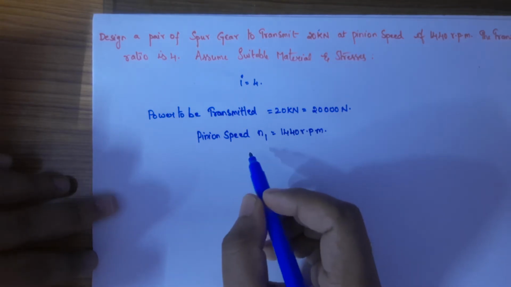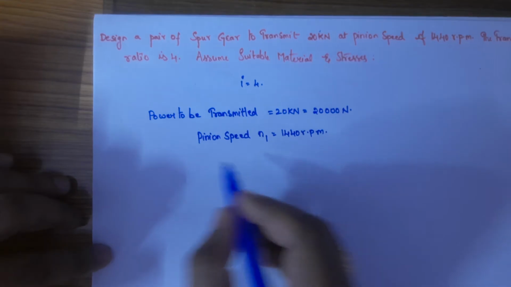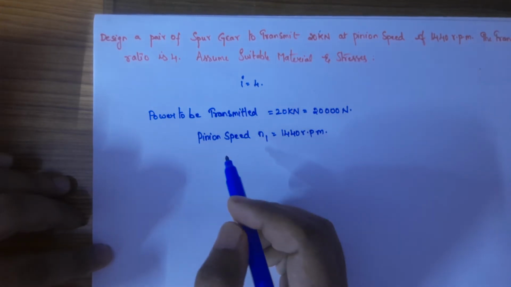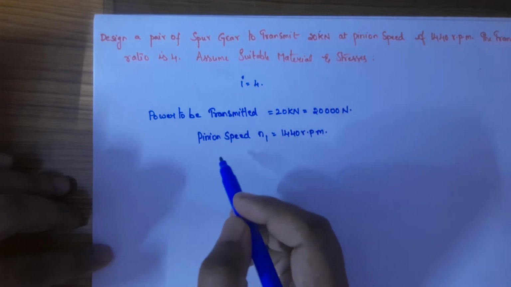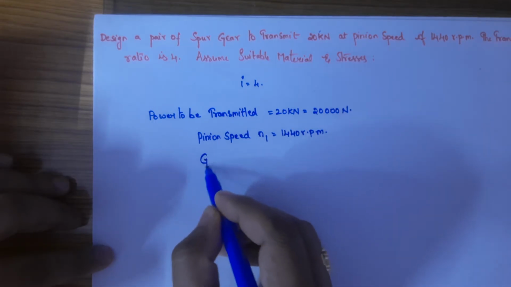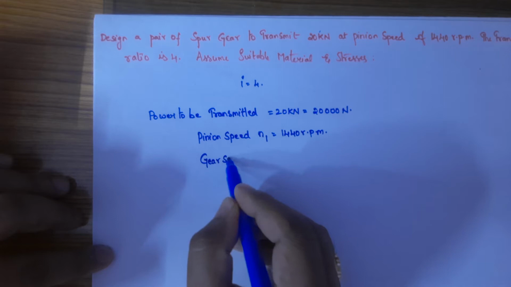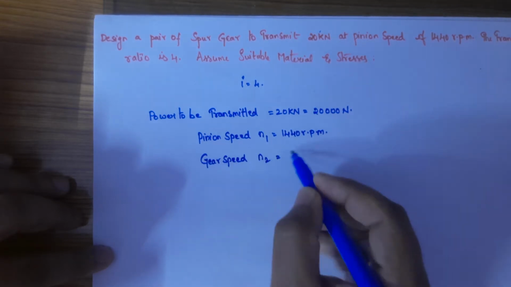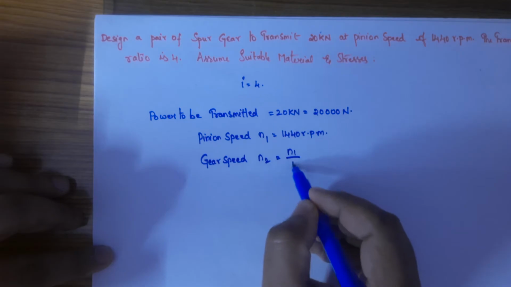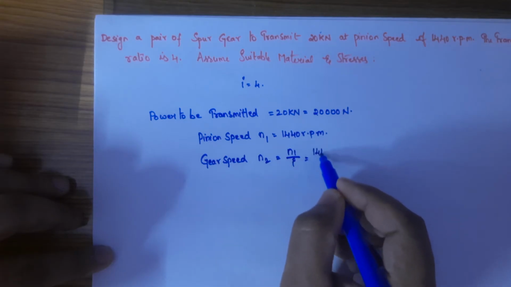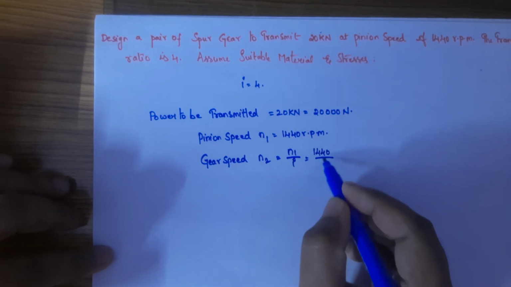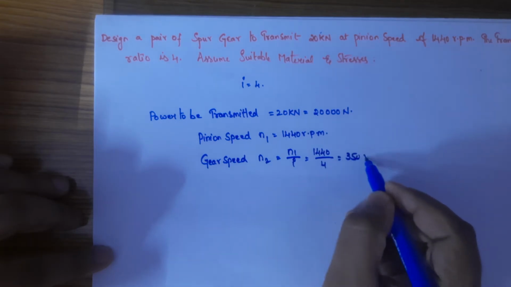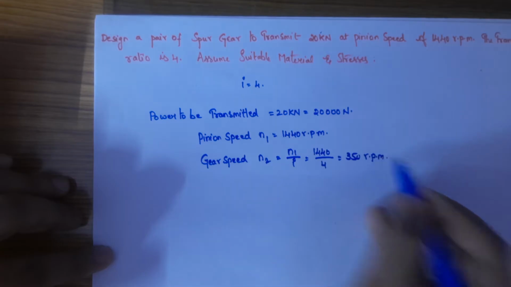With this we can find the gear speed. Since the pinion speed and the transmission ratio are known, the gear speed n2 is equal to n1 by i, that is 1440 by 4. You get an answer of 360 rpm.